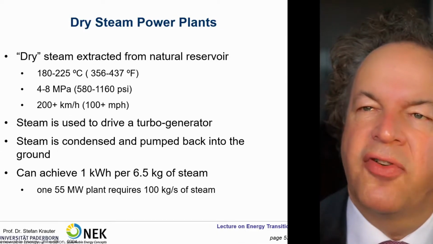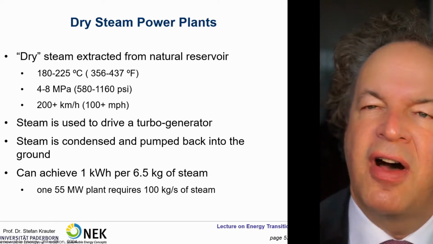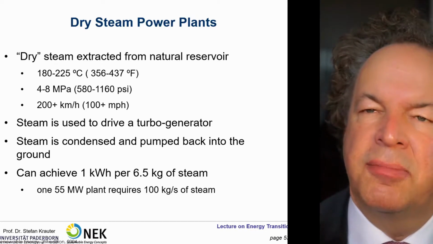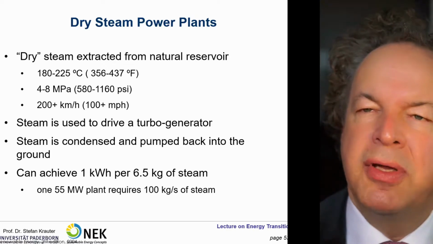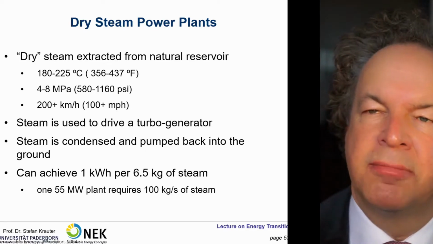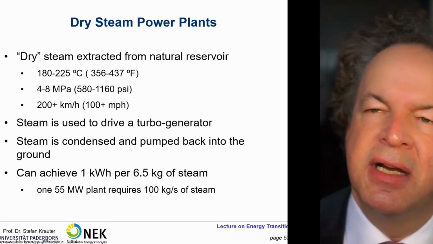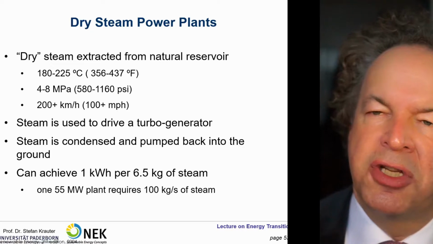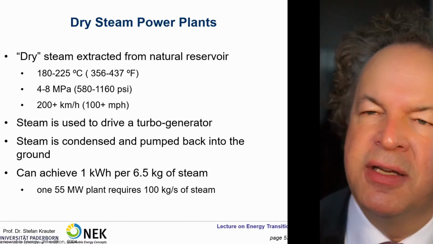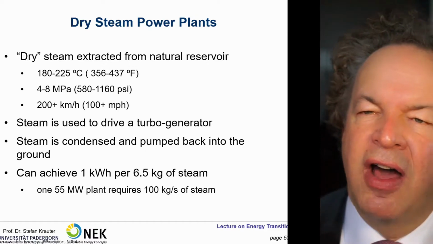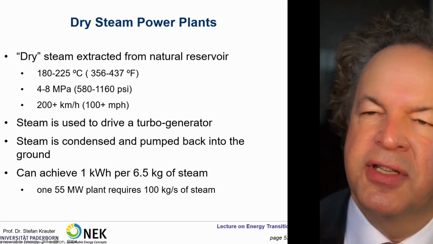Dry steam is extracted from the natural reservoir, at a temperature in the vicinity of 180 to 225 degrees Celsius. The pressure is 4 to 8 megapascal and the velocity is 200 or even more kilometers an hour. The steam is used to drive a turbo generator, and the steam is condensed and pumped back into the ground. You can achieve about 1 kilowatt hour of electricity per 6.5 kilograms of steam. Or in other words, a 55 megawatt plant needs about 100 kilograms per second of steam.